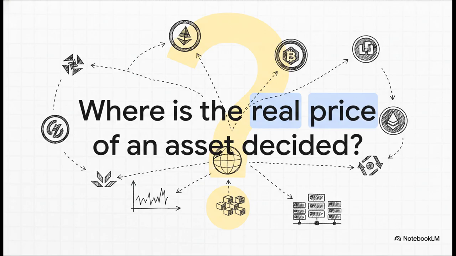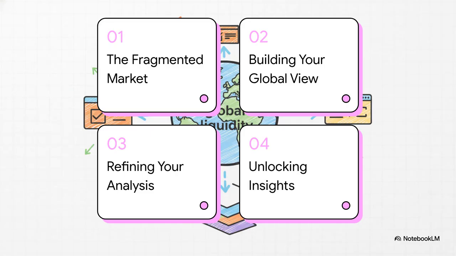So it all starts with this one simple question. Where is the real price of an asset actually decided? Is it on Binance? Is it Bybit? KuCoin? The truth is, it's all of them, and it's happening all at once. The market is totally fragmented, split across dozens of exchanges, and if you're only looking at one, you're flying with some major blind spots. So here's our game plan.